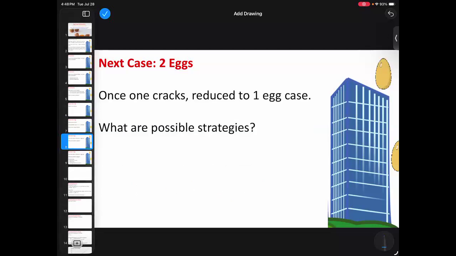So once we have 2 eggs, as soon as 1 egg breaks, we're in the 1 egg case, right? What happens as soon as we're in the 1 egg case? We know what we have to do. We have no freedom. So now, again, think quietly for a moment or two, come up with a strategy. And I don't care if it's a good strategy. Come up with a strategy for 2 eggs. And I'm giving you the hint that once 1 egg cracks, you have reduced yourself to the 1 egg case. So give people just a minute to think.